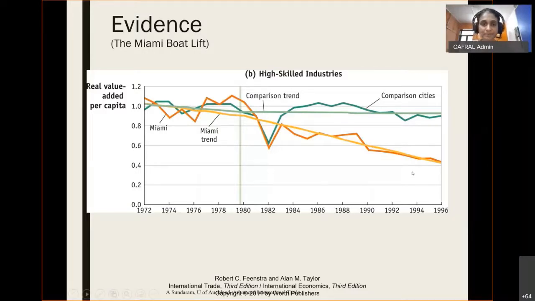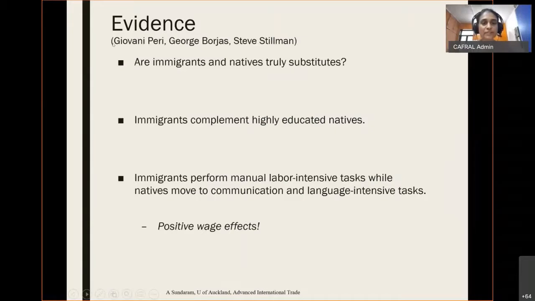There's a lot more evidence that's more recent now by Giovanni Peri and George Borjas. Those of you who are interested in immigration, look up Giovanni Peri and George Borjas. They have a war of words going on, an intense debate. George Borjas is arguing immigration is bad for native workers. Giovanni Peri is arguing that immigration is actually good for native workers.